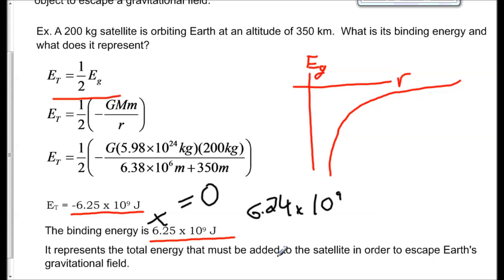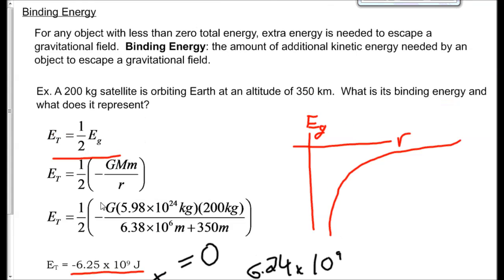What would happen is the satellite would get almost out of Earth's gravitational field, very close to escaping, but just as it stops, it would slowly fall back to Earth. And if I give it just more than this, it would keep traveling forever. It would never stop. If I give it exactly 6.25, it would travel just outside of Earth's gravitational field to the point we could say it goes to zero, and it would come to rest. So again, this represents the total energy that must be added to the satellite to get it to escape Earth's G-field.